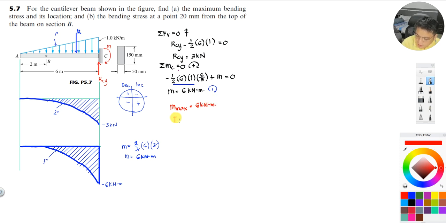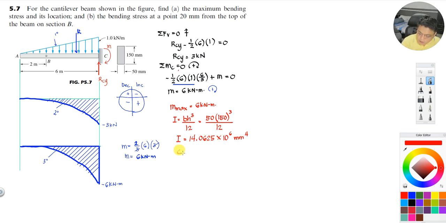And then my I would be equals to BH cube over 12. So you can have it as B as 50 times 150 cube all over 12. So you can now have the value of I. So that is 50 times 150 cube all over 12. So again, this is 14.0625 times 10 to the 6. Again, this is mm to the 4.